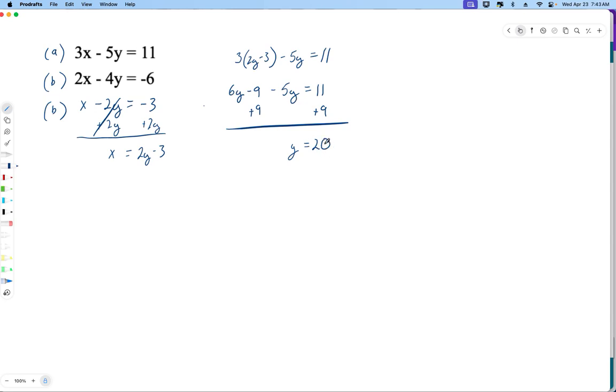Now I can take this substitution value, the value of y, and I can put it over here. 2 times 20 minus 3. 40 minus 3. X is equal to 37. So the point of intersection is 37, 20.